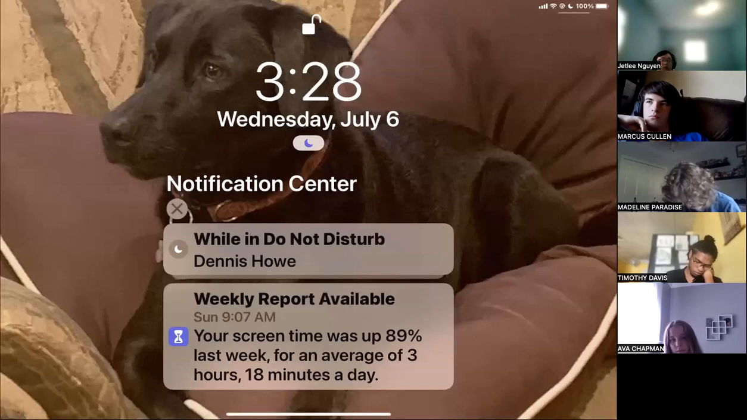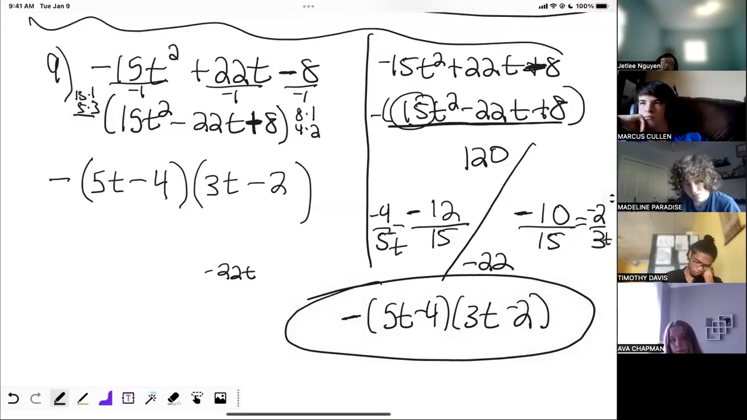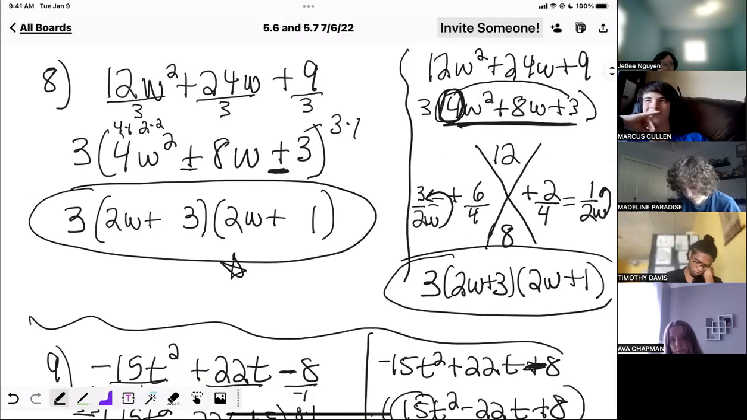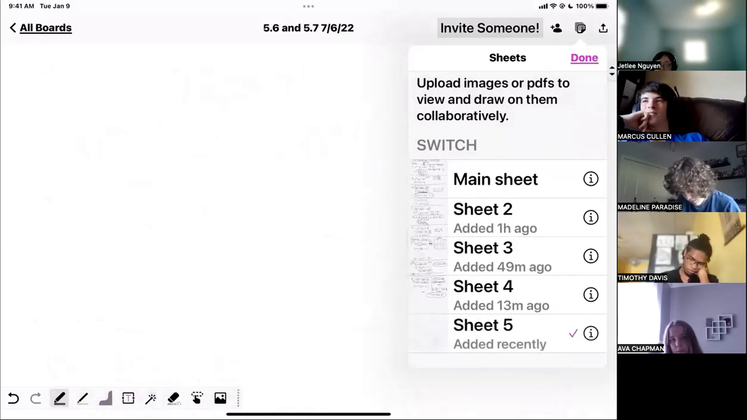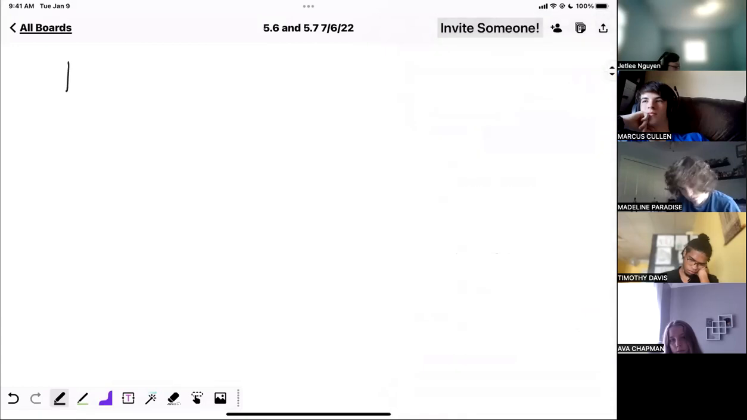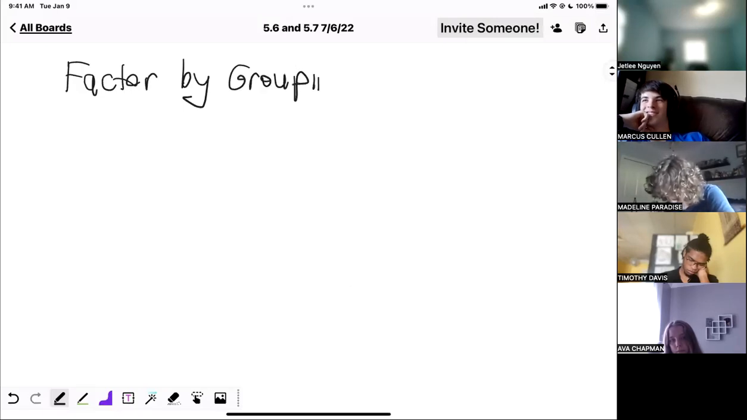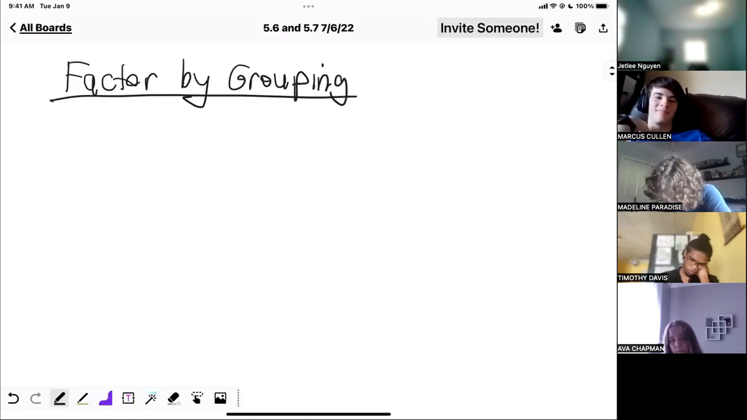All right, I want to go back to something we learned already, but I just want to remind you on how to do it, because you're going to see it again in this chapter and another section. Factor by grouping. If we have time left, I'm going to come back and we're going to factor some more of the ones we just did.